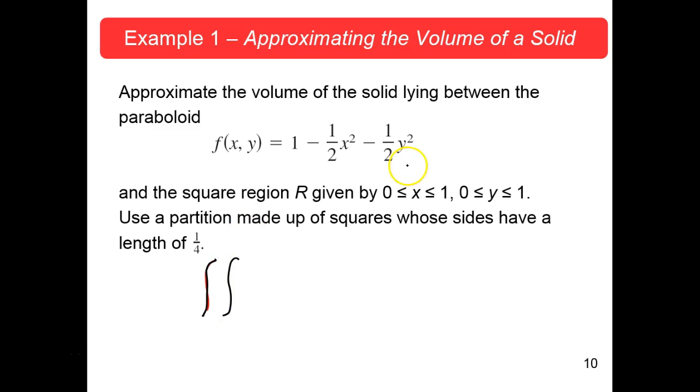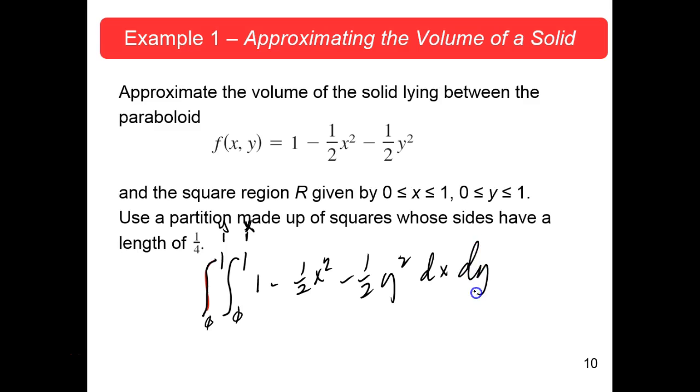I know it's going to be two integrals because it's got two variables. 1 minus 1/2 x squared minus 1/2 y squared. The square region R is given by 0 is less than x less than 1, and 0 is less than y less than 1. Now because I said this for x and this one for y, you always do the innermost one first, the x, dy. Because if you ignore the y's here, you've got an integral with respect to x.